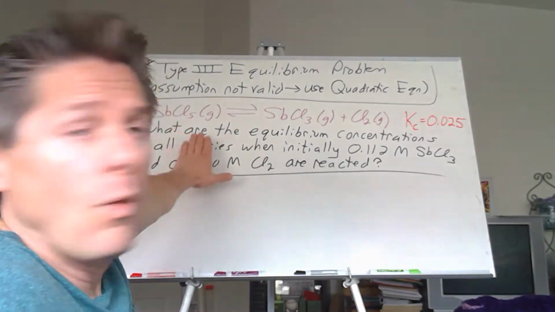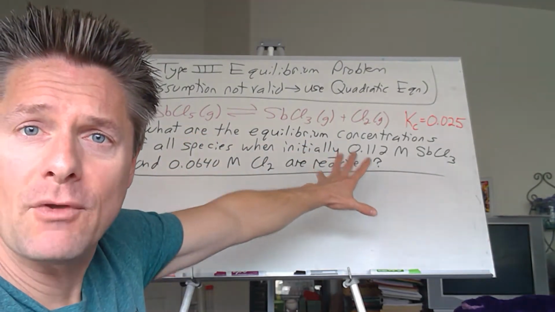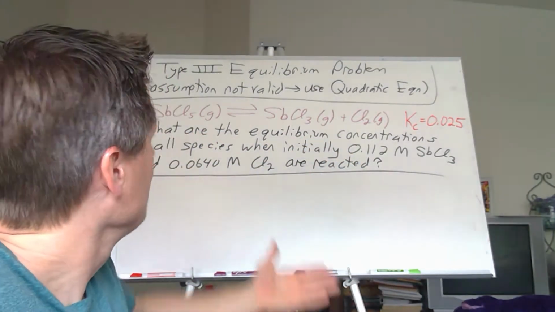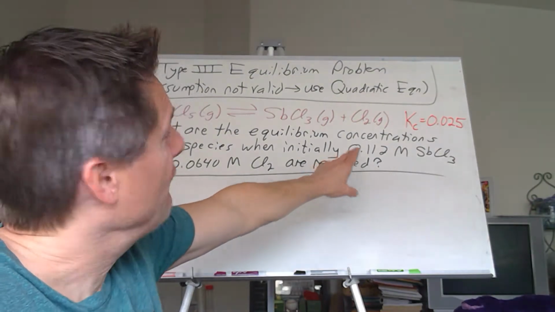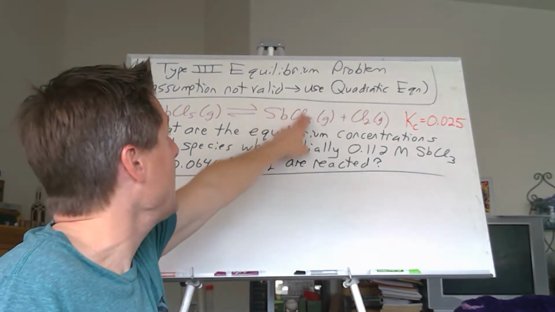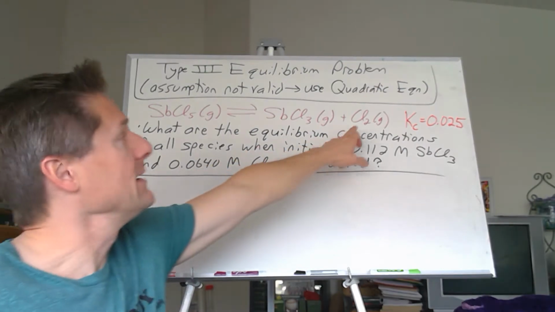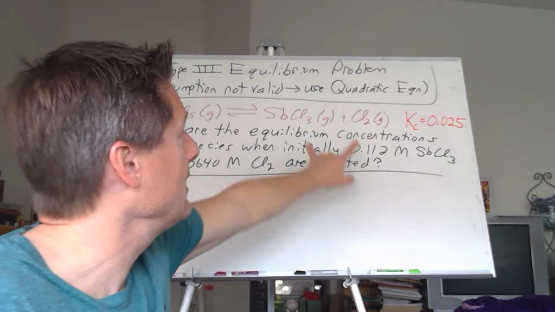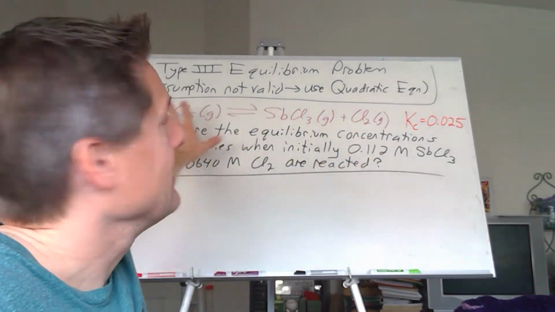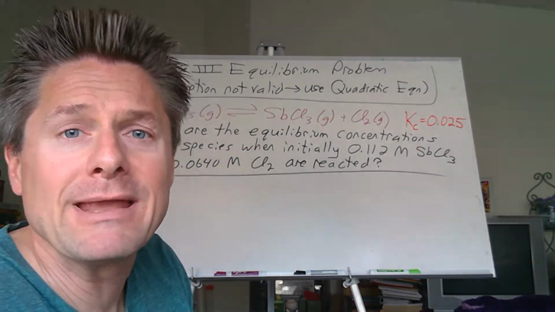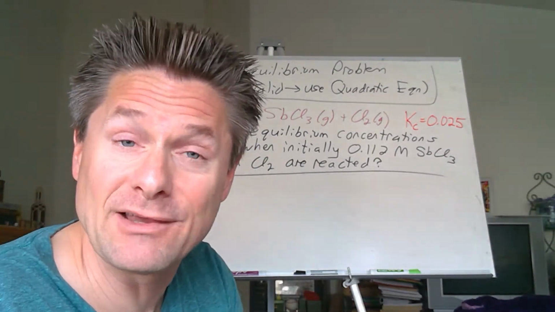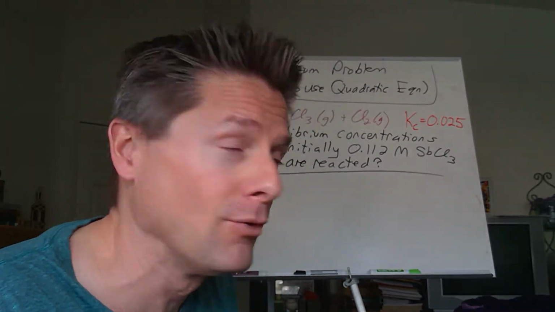All right. What are the equilibrium concentrations of all species? We've identified our goal. Initially we have 0.112 molar antimony trichloride and 0.0640 molar diatomic chlorine gas. So we're given initial amounts of our two products, nothing of our initial amount of reactant, which we're probably going to make the assumption that it's 0. Otherwise, they would have given us a value.